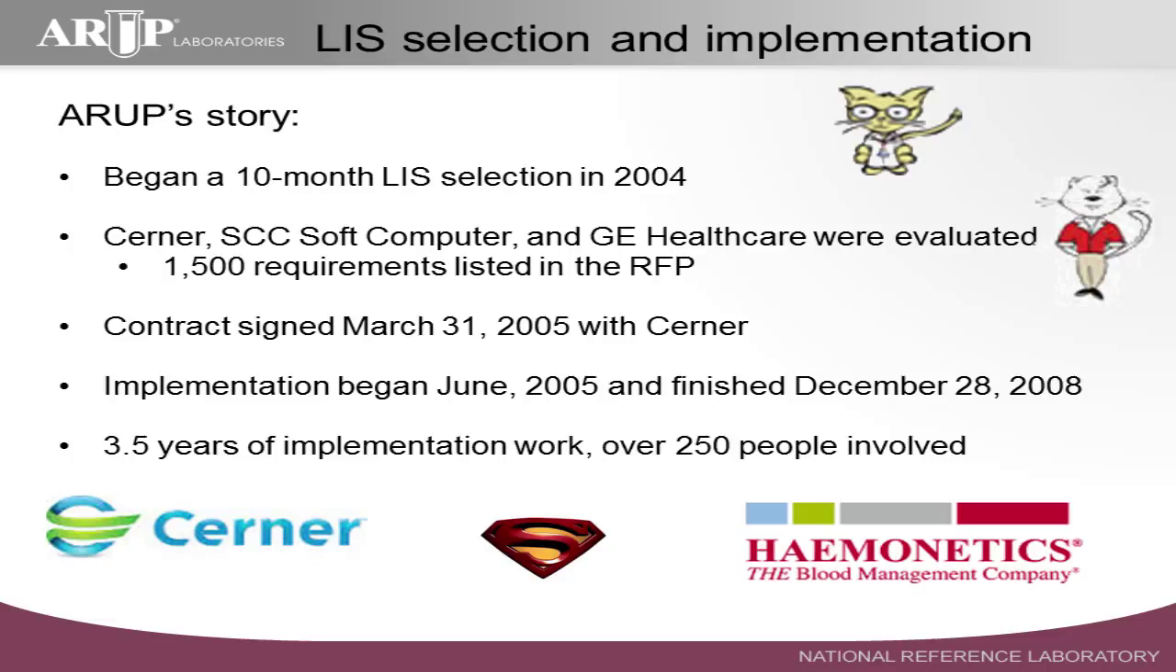So these are the three we started with. We narrowed it down pretty quickly to Cerner, Soft, and GE Healthcare's LIS product at the time. It was a tough project because we had the PathNet Classic LIS, like I said, for 23 years. So we really had to scratch our heads and think, what do we want in a next generation lab system? So we came up with over 1,500 requirements that we listed in the RFP, the request for proposal. And I noticed the author of your textbook used that term too.